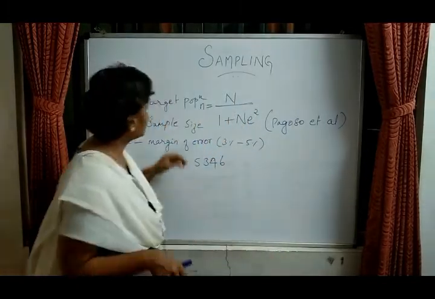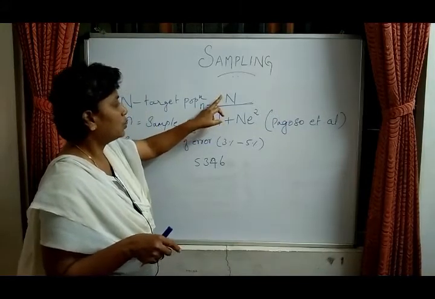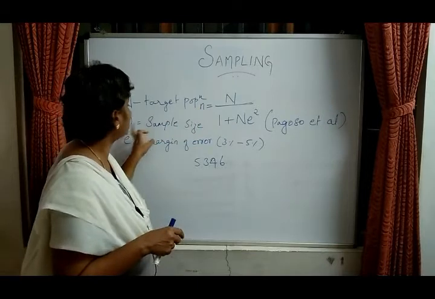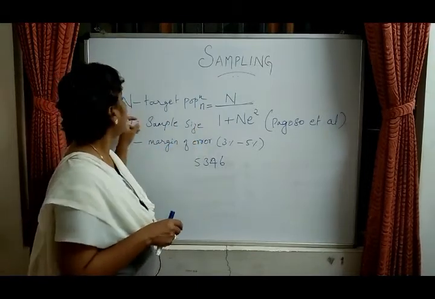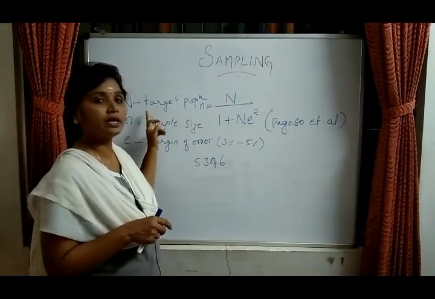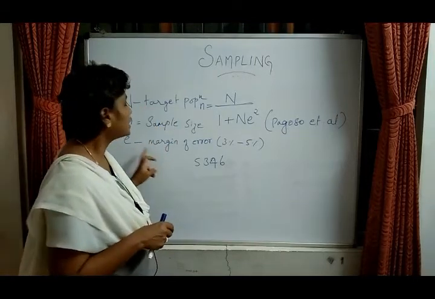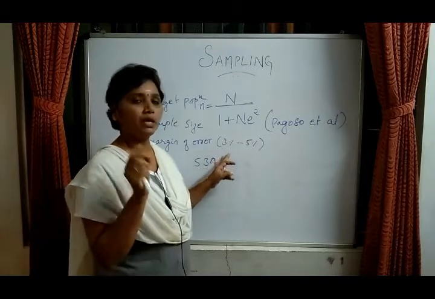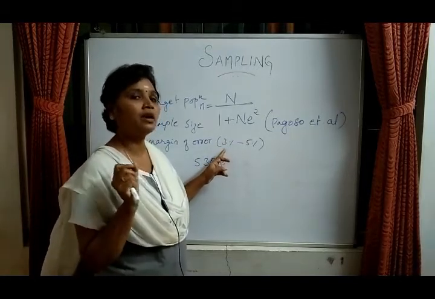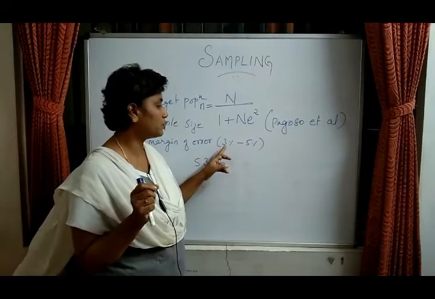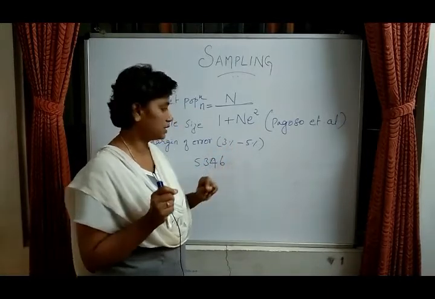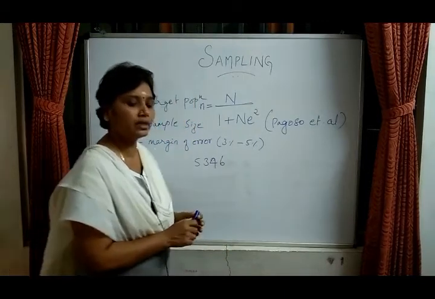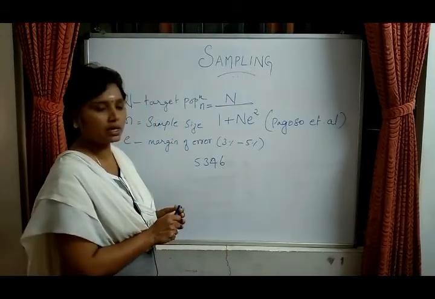Then we'll see what these indicate. Small n determines the sample size, and capital N is the target population. E is the margin of error, the sampling error, which should range from 3% to 5%. We'll see one calculation of how to determine the sample size from the target population.